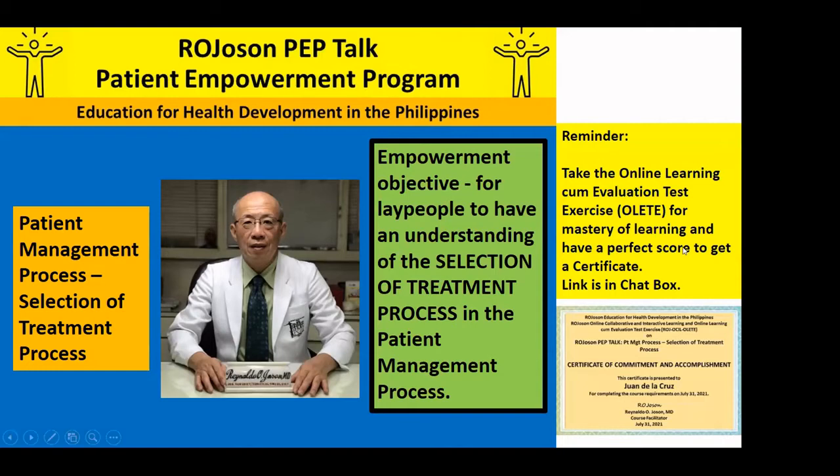Take the online learning cum evaluation test exercise for mastery of learning and have a perfect score to get a certificate. I have placed the link in the chat box already. So this is a sample of the certificate that a mentee will receive after getting a perfect score.